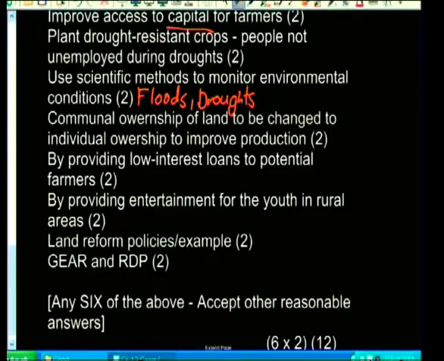Communal ownership of land to be changed to individual ownership to improve production. In other words, if the farmer is given the opportunity to own his piece of land, he hopefully will be encouraged to work a lot harder and produce goods of a much higher quality. By providing low-interest loans to potential farmers, they don't have a huge debt and they can start the farming business. By providing entertainment, that's an important one.